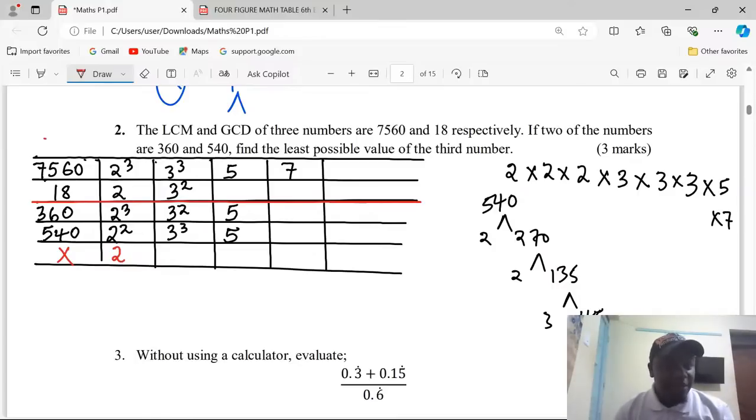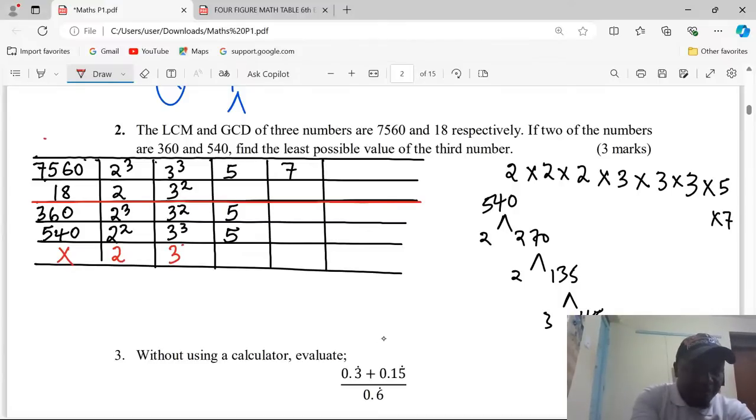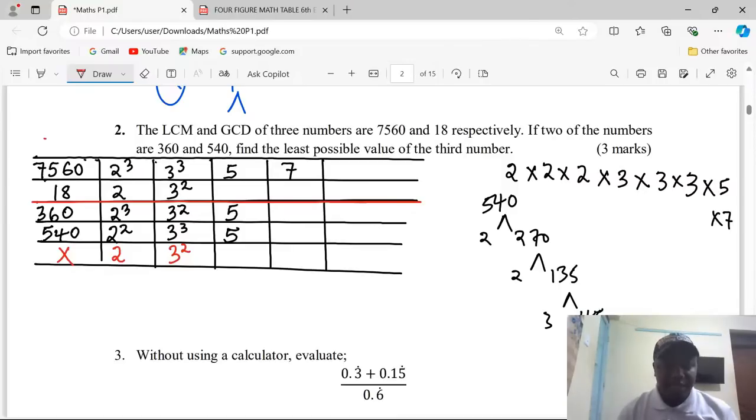When we go to the next factor, which is 3, the greatest power of 3, according to the LCM, should be 3 power 3. And according to the numbers which have been provided, 540 has already given us 3 power 3. Therefore, the number which is coming in, for the purposes of the GCD, should be having a minimum of 3 power 2, so that it shares the GCD, because when we factorize it, it should give us at least 3 power 2.